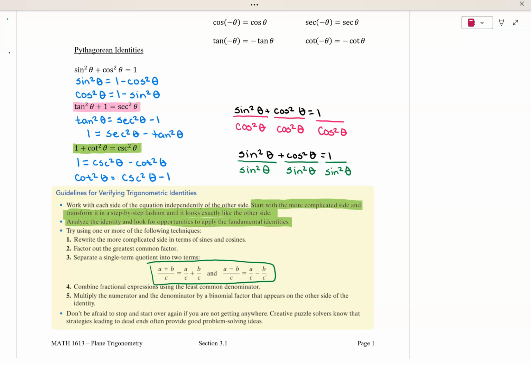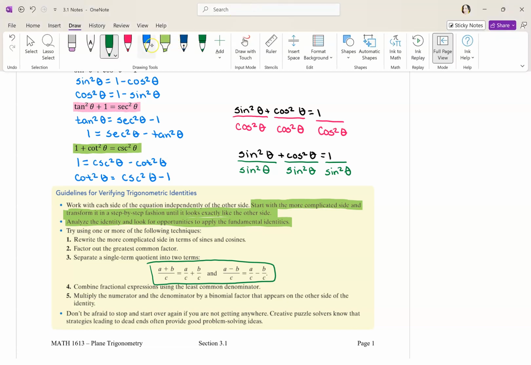Combine fractional expressions like I just talked about with that least common denominator. And then multiply the numerator and denominator by a binomial factor that appears on the other side of the identity. I don't actually know how much we use that one, so I'm going to leave that one alone for now. But this last part is very important.